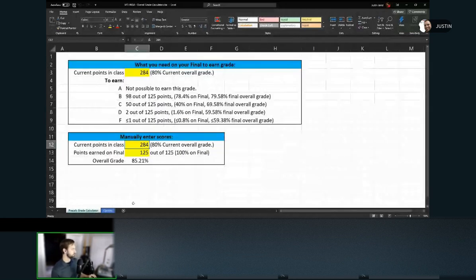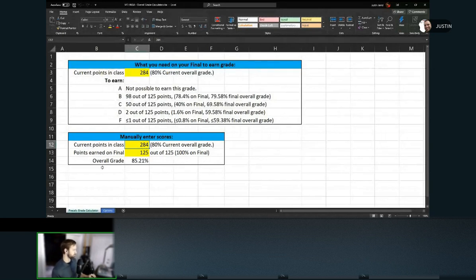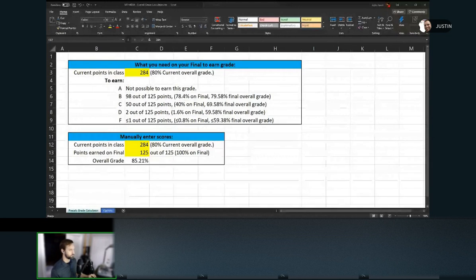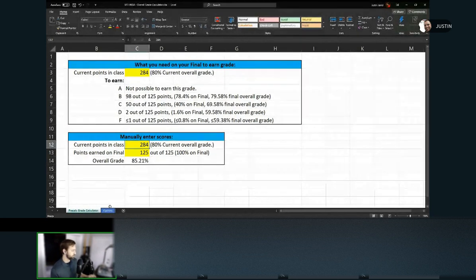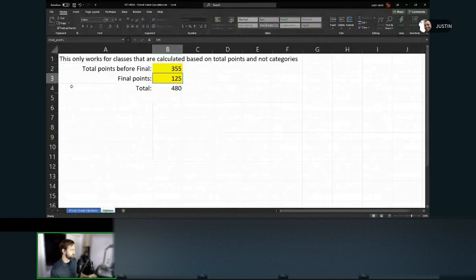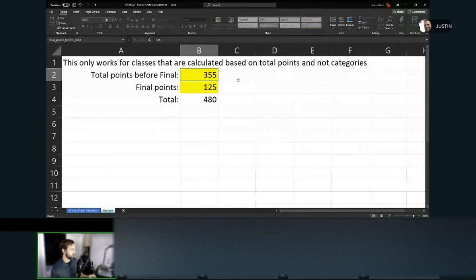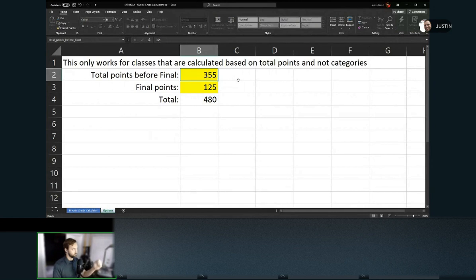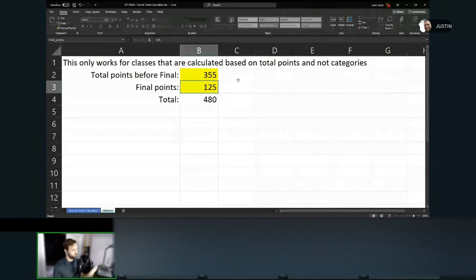All right, so this is what you should get when you download my little Excel document, and this might work for all classes. So if you want to change some numbers, I'll show you how you can apply it to other classes. I already changed the options. So at least for everybody in pre-calc, currently there is 355 points total. Your final is worth 125 points. So that's already filled in for you.